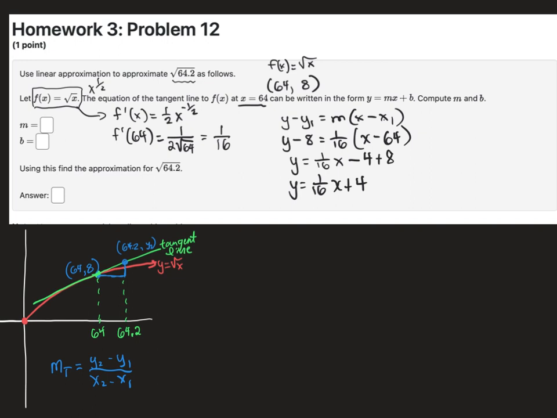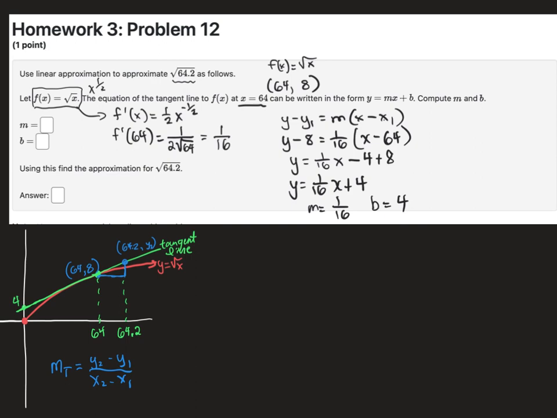All right, so that is our mx plus b. So our m would equal 1 over 16, and our b would be 4. So the tangent line crosses the y-axis at 4, kind of like what I drew down here. So we've got, this is our tangent line in green, and it's crossing here at 4. And the slope of that is very shallow. It's 1 over 16. Okay, so the idea of approximating this is we're going to use that green line to go to a point at 64.2, and we'd be estimating the y value there.